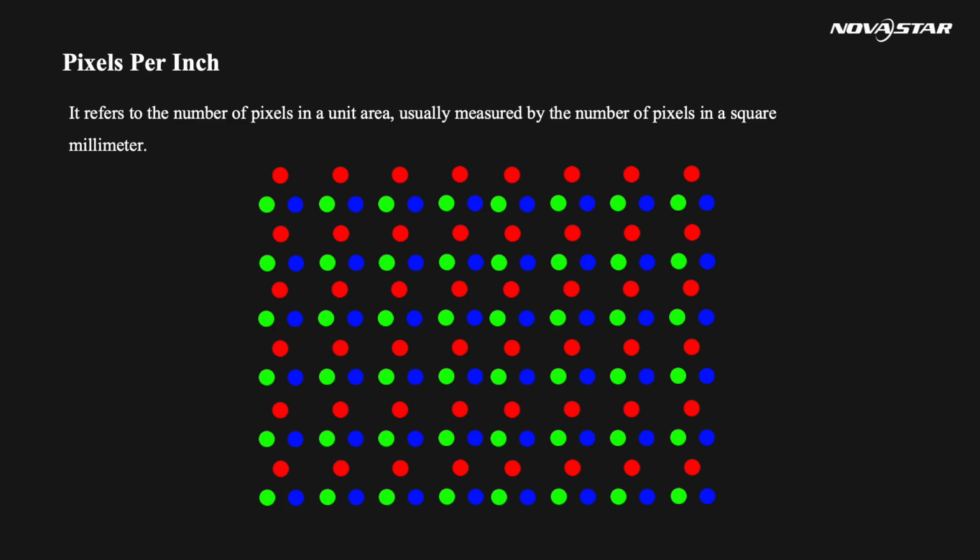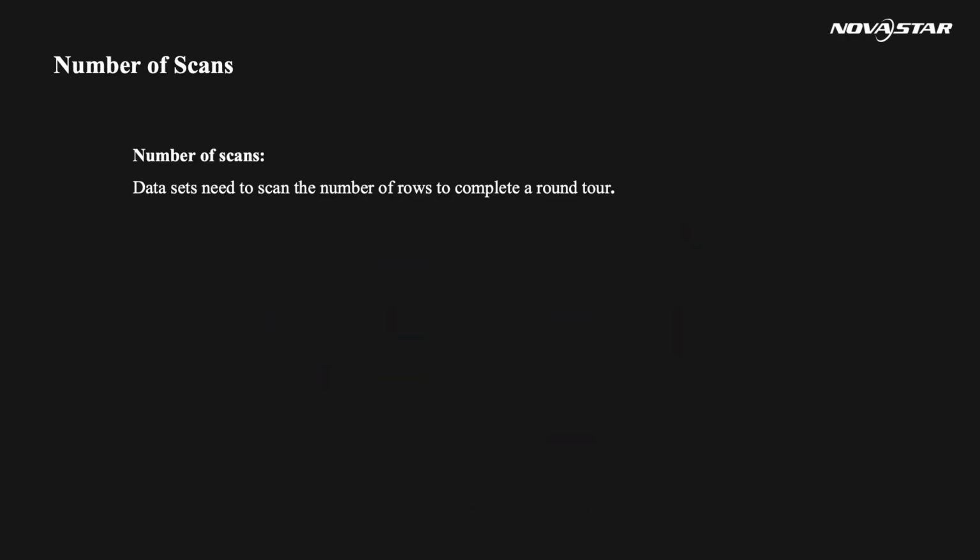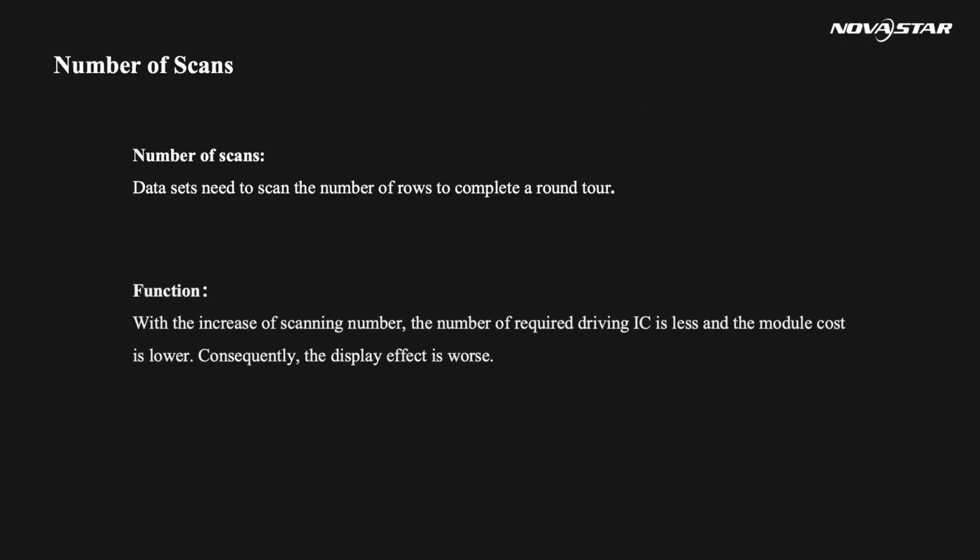Then it is the pixel per inch, refers to the number of pixels in a unit area, usually measured by the number of pixels in the square millimeter. Then number of scans. Number of scans means the dataset needs to scan a number of rows to complete a row round. With the increase of scanning number, the quantity required for driver IC is less, and the module cost is lower. Hence, the display effect is getting worse.